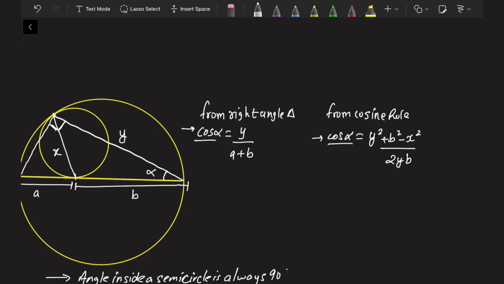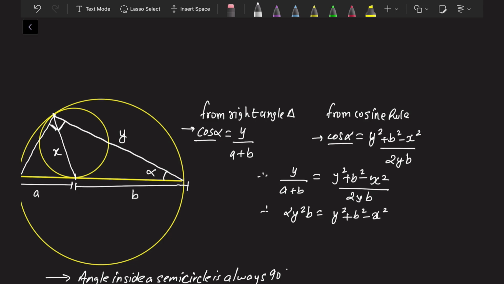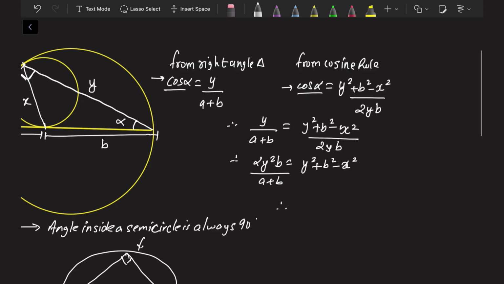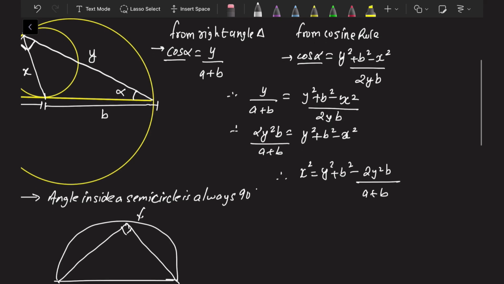As the LHS part of these two equations is equal, let us compare the RHS part. So y upon a plus b would be equals to y square plus b square minus x square divided by 2yb. Hence cross multiplication will give 2y square b equals to y square plus b square minus x square, and the division will have a plus b. Therefore x square shifted on the other side, so x square is equals to y square plus b square minus 2y square b divided by a plus b.